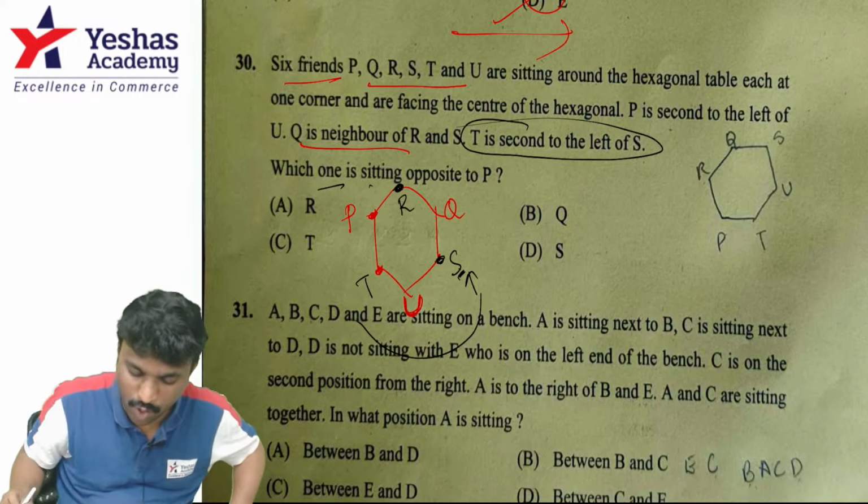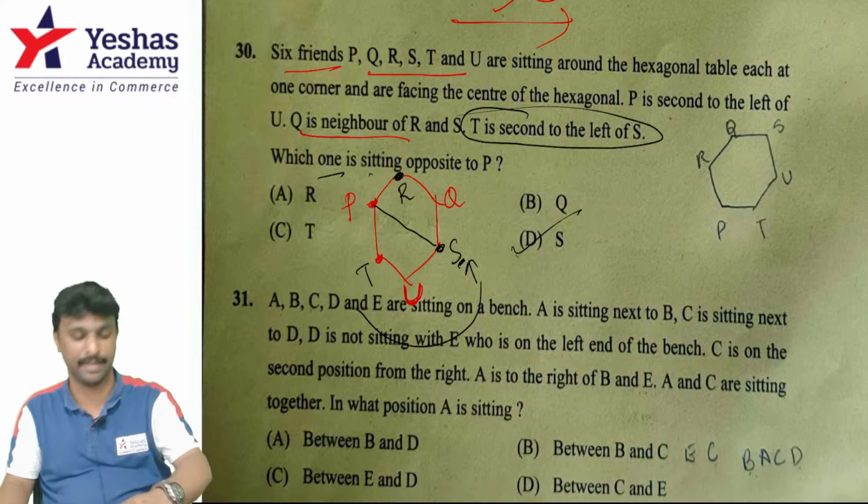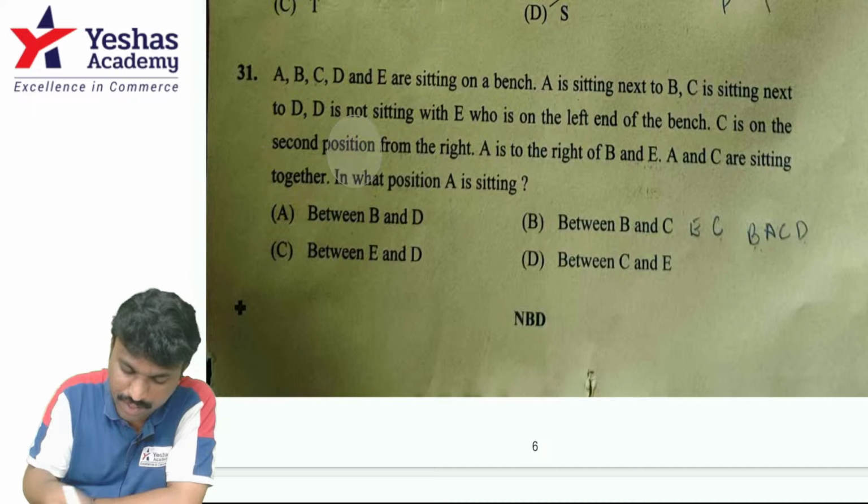Which one is sitting opposite to P? Who is sitting opposite to P? S. Option D is the right answer. Have you understood? Guys, moving on to the next question.